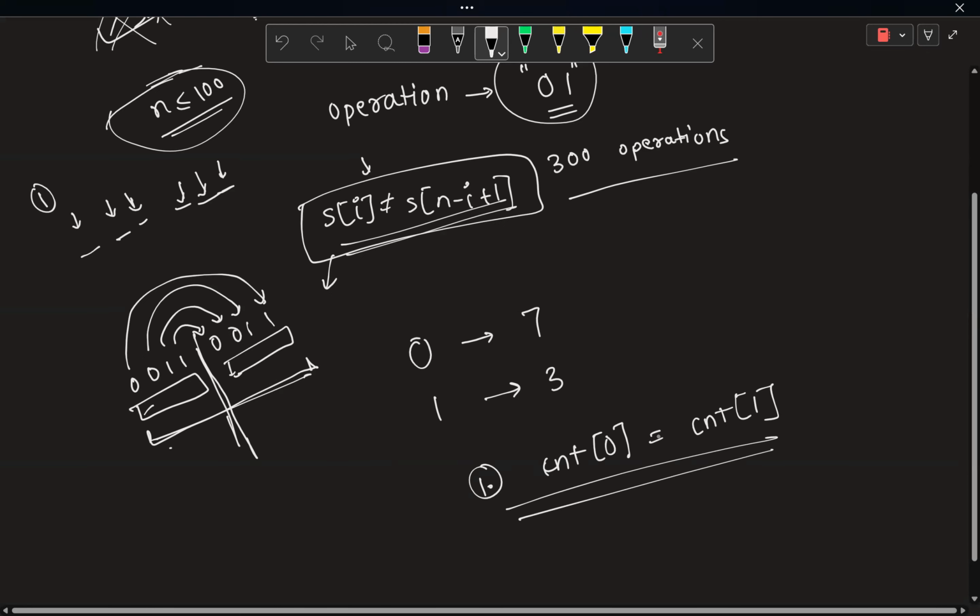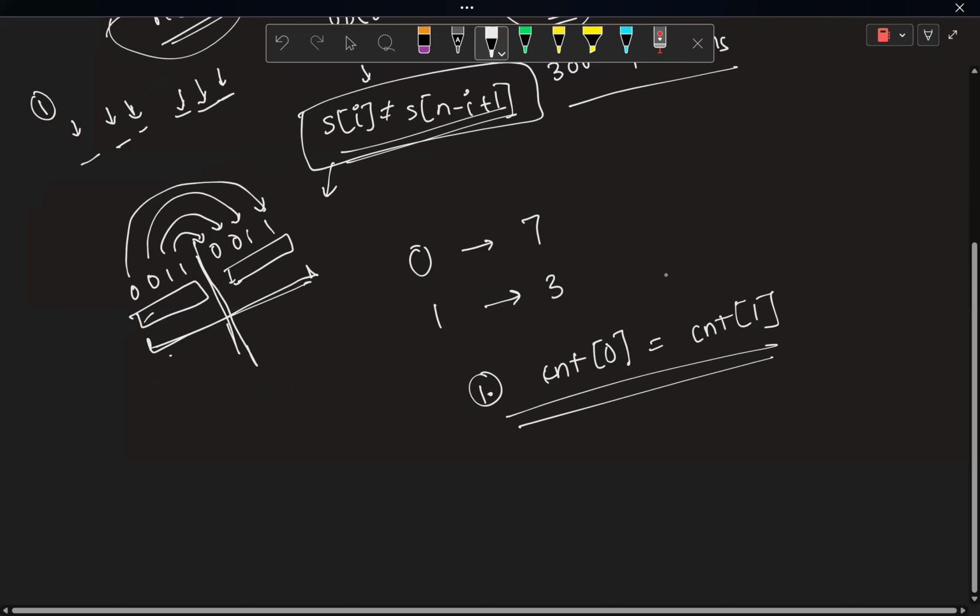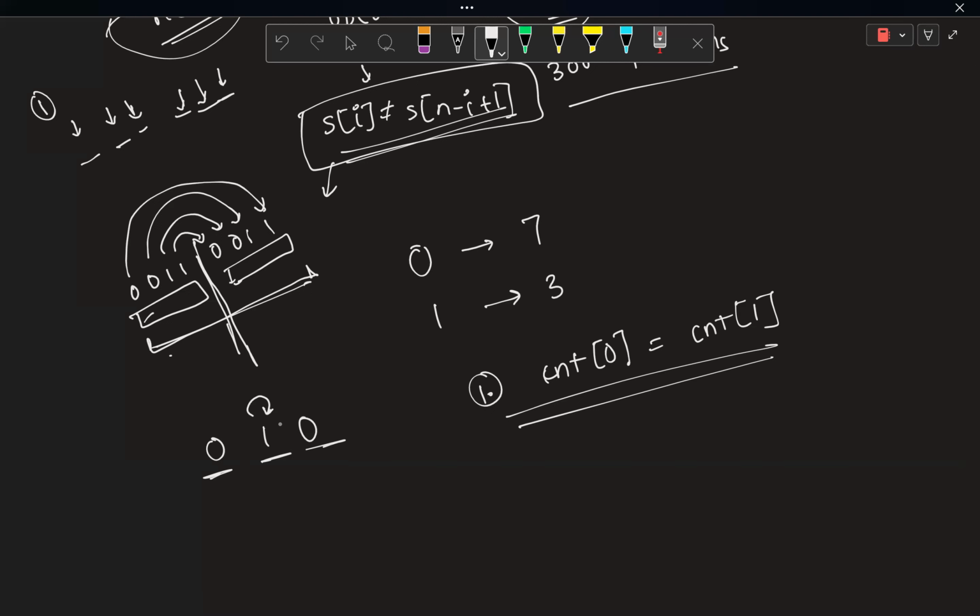Is it clear? No, if the count differs by 1, even in that case, it would fail. Because if there is something like 010, the middle character is going to be compared to itself. So if n is odd, then the answer is always not possible. And if n is even, in that case, you will have them equal or not equal.